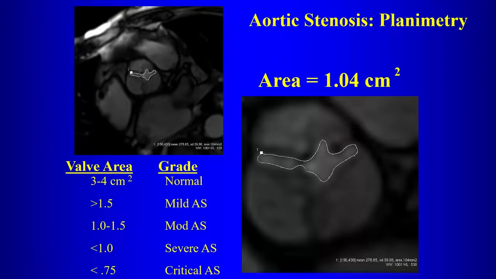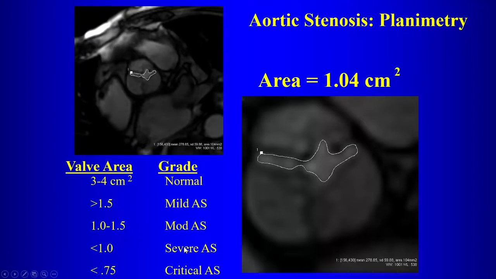Now, another way we can evaluate the severity of aortic stenosis is by looking at the valve area itself. This is called planimetry. We look at the valve when it is maximally open, as in this example, and then we take an area measurement. We trace an area measurement, and then our software will tell us what that area is. In this example, it comes out to 1.04 centimeters squared.